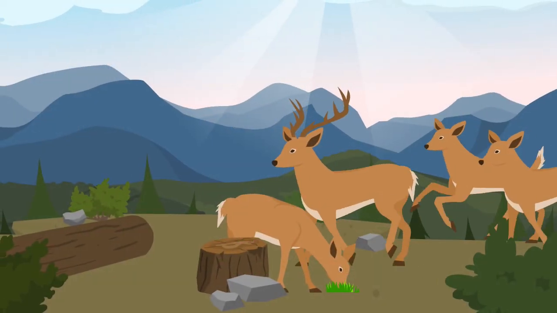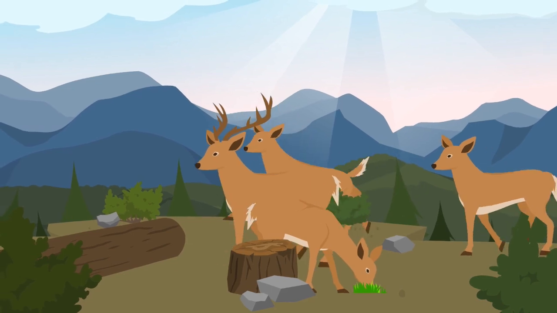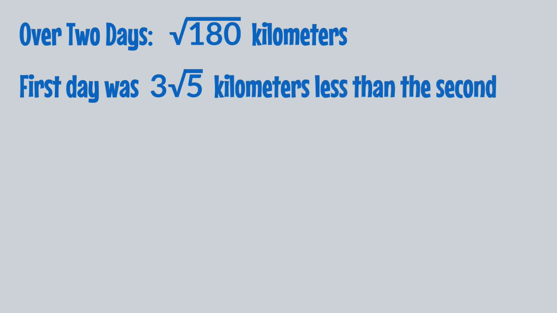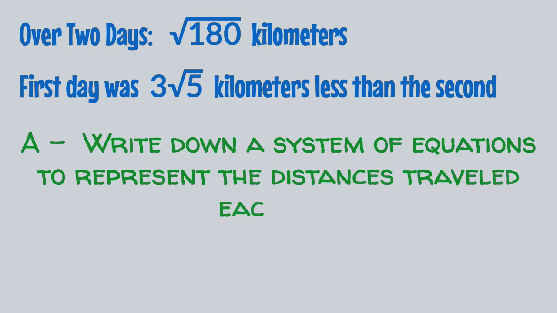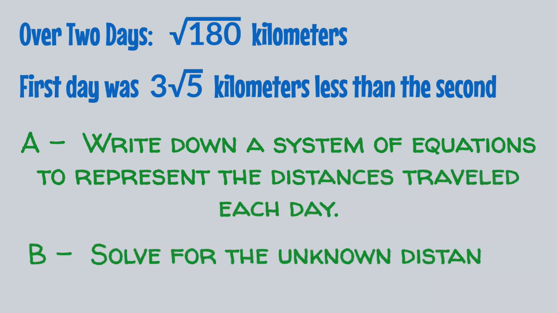Bryce tracked the daily migration distance of a herd of deer. Over 2 days, the deer traveled a total of the square root of 180 kilometers. The first day's travel distance was 3 times the square root of 5 kilometers less than the second day. Write down a system of equations to represent the distances traveled each day. Solve for the unknown distances.